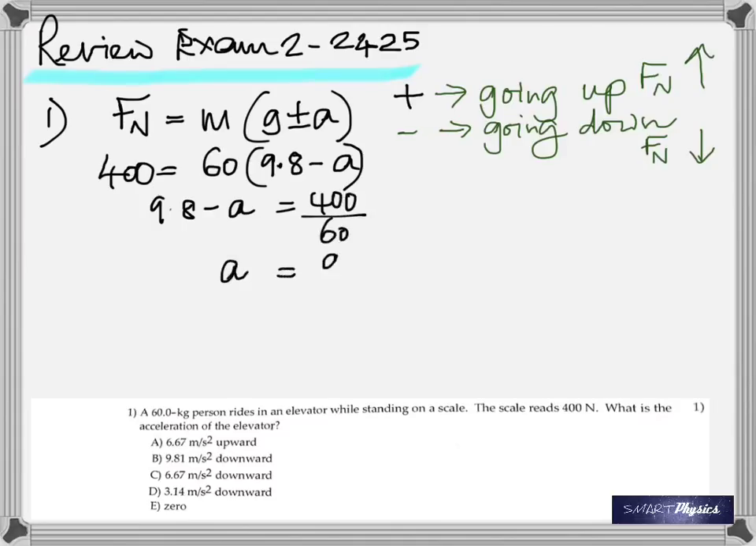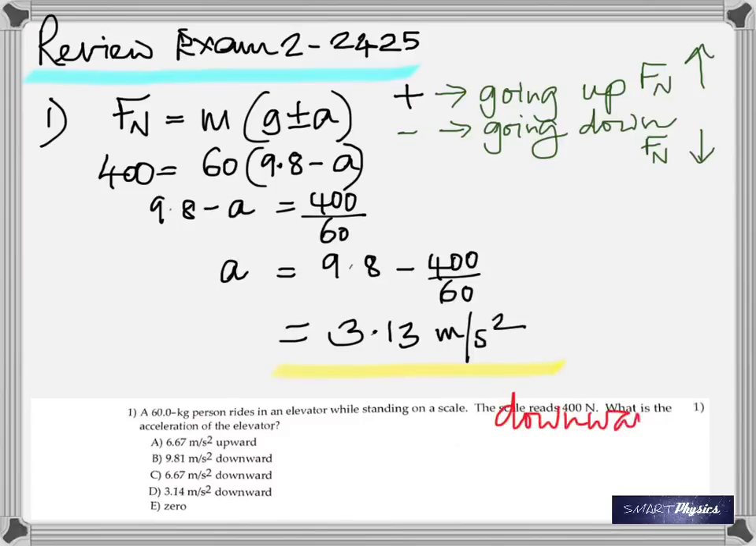And if you solve that, you would get 3.13 meter per second squared. So that means it's going down, and the acceleration is 3.13 meter per second squared.